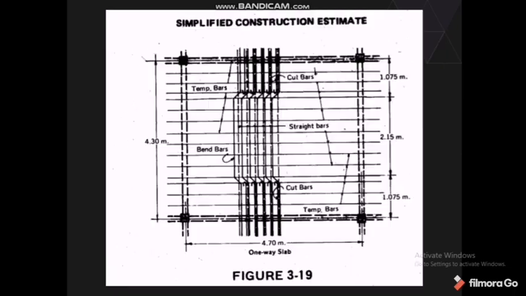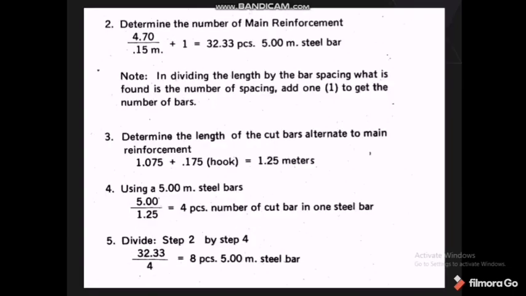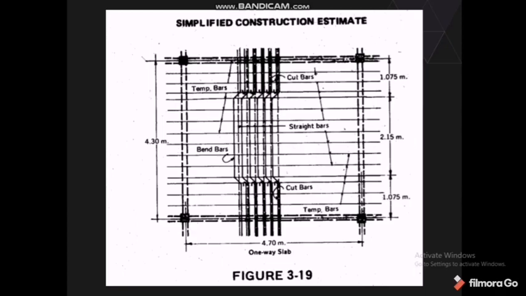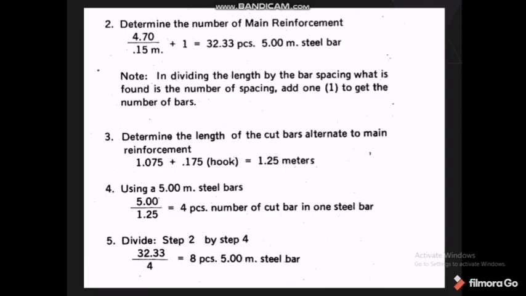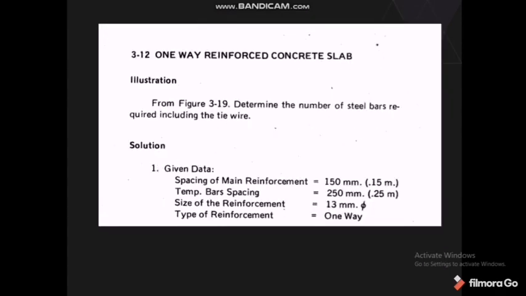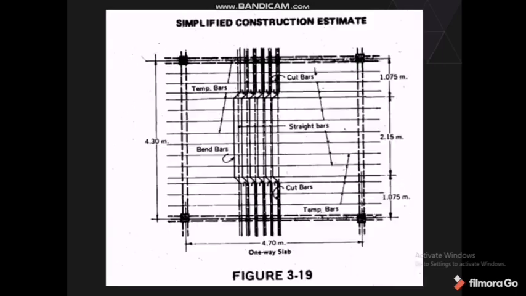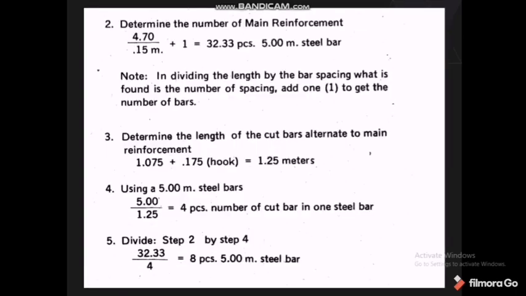This is the first part, the given data. For the second part, determine the number of main reinforcement: 4.70, which is the one-way slab, over the spacing of main reinforcement, which is 0.15 meters, plus one, that is 32.33 pieces, 5 meter steel bar. And note, in dividing the length by the bar spacing, what is found is the number of spacings, so we must add one to get the number of bars.